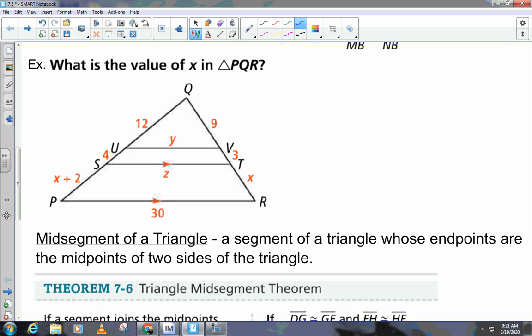Well, right now. Okay, what is the value of x in triangle PQR? What is the value of x? Now here's x right here. It's in PS. It's also in RT. Now, here are my parallel sides. Those are my parallel sides. And remember, it breaks the sides into parts that are proportional with each other. Okay? So, what would I do then to find x? Any ideas?